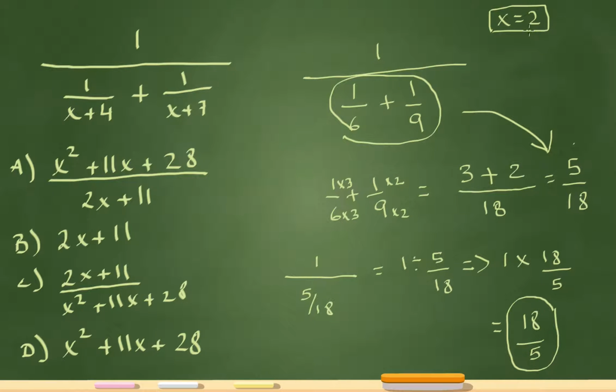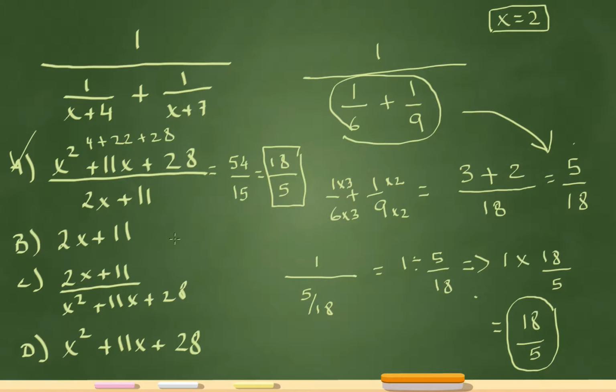Now what I need to do is plug my 2 back into all my answer choices and see where I get 18 over 5. So let's go to answer choice A. 2 squared will be 4. 11 times 2 will be 22. So let me rewrite this. So 4 plus 22 plus 28. 28 plus 22 is 50, so 50 plus 4 will be 54, and 2 times 2 is 4, 4 plus 11 is 15. And let's reduce this fraction. I need to figure out a number that goes into 54 and 15, which will be 3. So 3 times 18 is 54, and 3 times 5 is 15. Look at that, 18 over 5, 18 over 5.